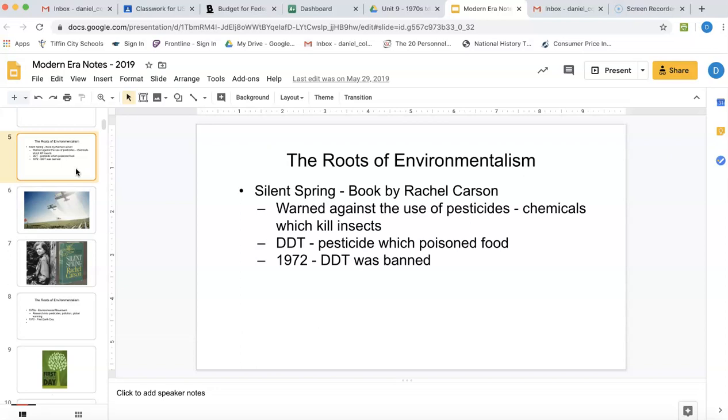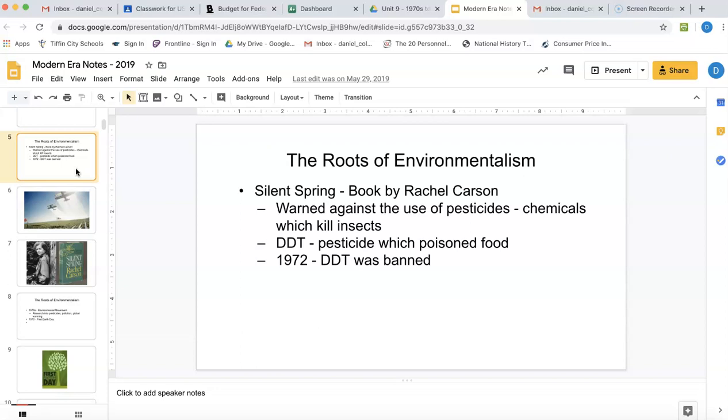Now, pesticides are chemicals that were sprayed on plants that would kill insects from eating and killing those plants. The common pesticide that was used was called DDT. And the DDT was essentially poisoning us and poisoning the people who worked in the fields. But we didn't really know, or if they did know, they hid it and covered it up.